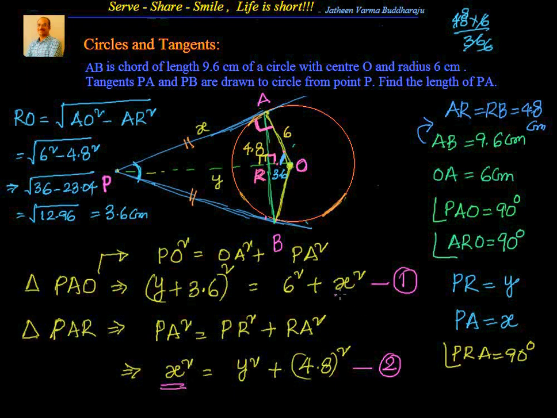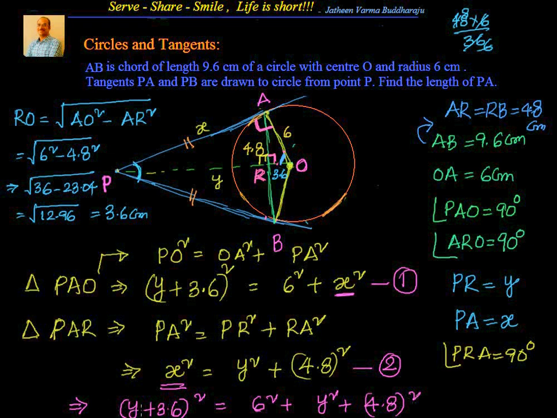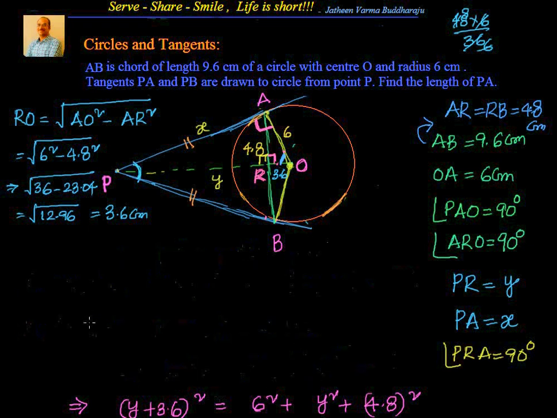What we'll try to do now is replace x square in 1 with x square in 2. Then my equation will be (y + 3.6) whole square equal to 6 square plus y square plus 4.8 whole square. We'll try to simplify this and expand (a + b) whole square. We'll try to find out the y value, then we can get the x value automatically. So let's go ahead and do that.